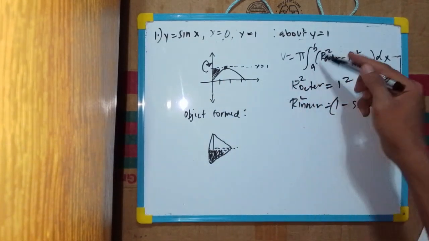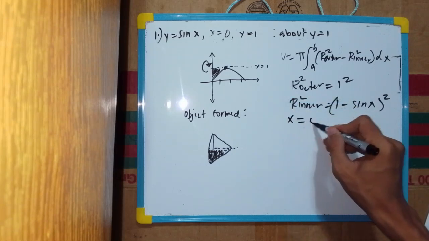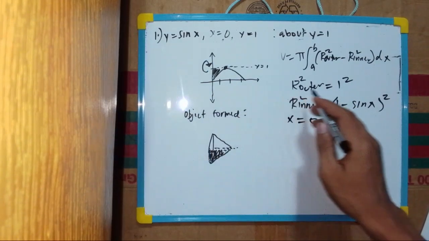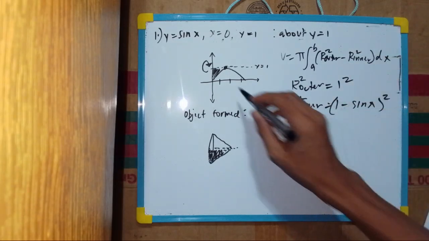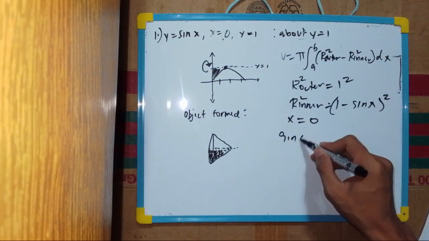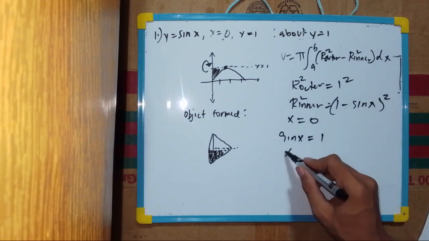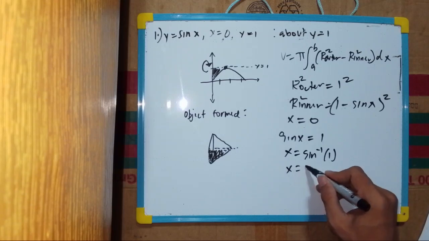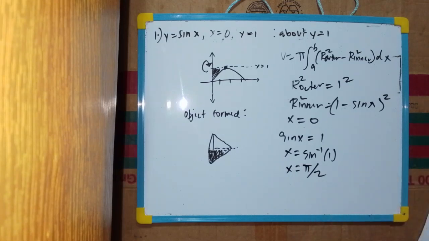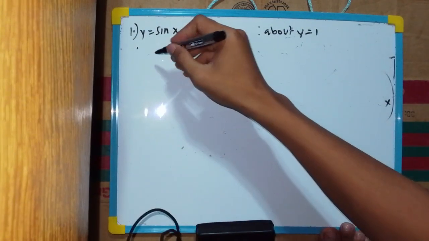The b and a, or the limits of integration, will be x equals 0, and to find the other limit of integration, we equate these two. So we have sine x equals 1. So we're going to find x. So we have x equals arc sine 1, and arc sine 1 is equal to pi over 2, or pi halves. Substitute those values into the formula.